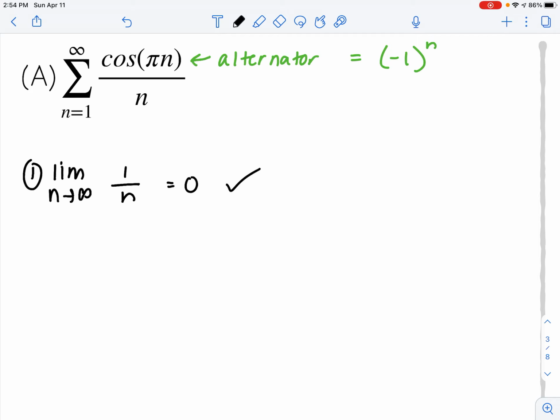So the first condition is satisfied. The next thing we need to do is show that 1 over n plus 1 is less than or equal to 1 over n. All I did was take my n and plug in n plus 1. So you want to show that the n plus 1 term is less than or equal to the nth term, meaning that the next term is less than or equal to the previous term.